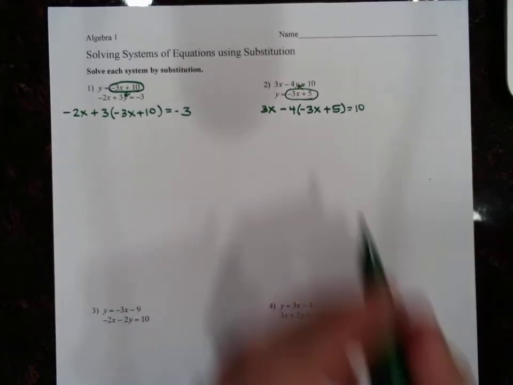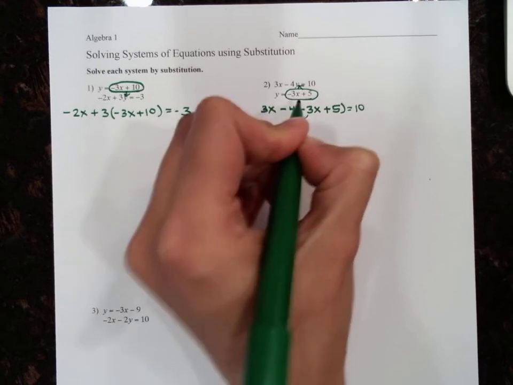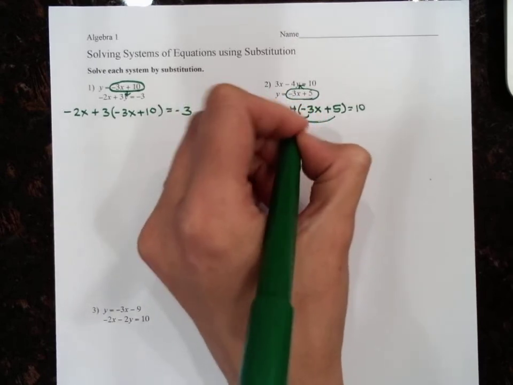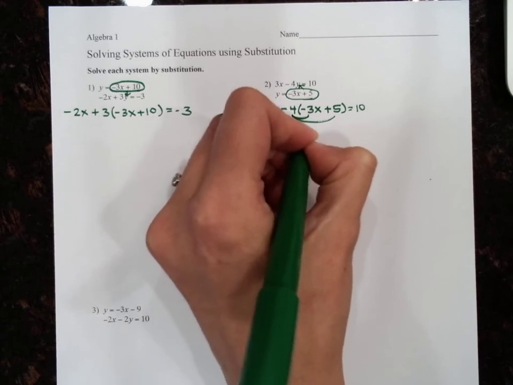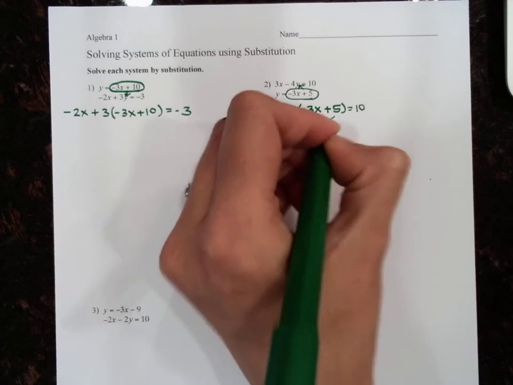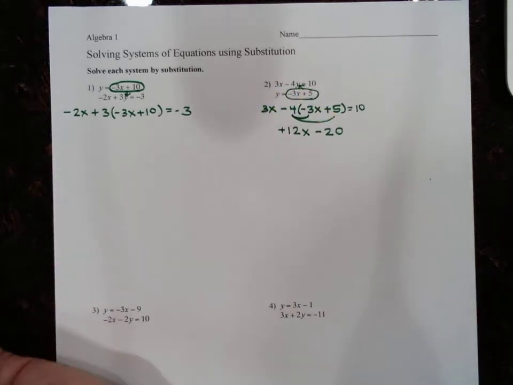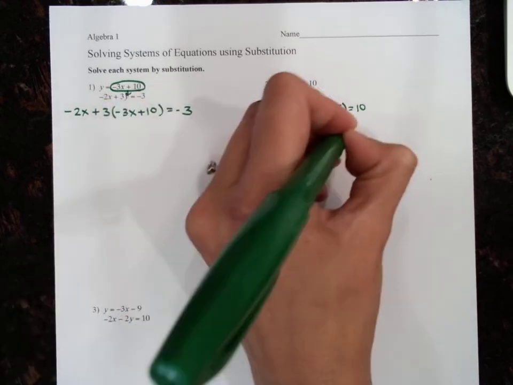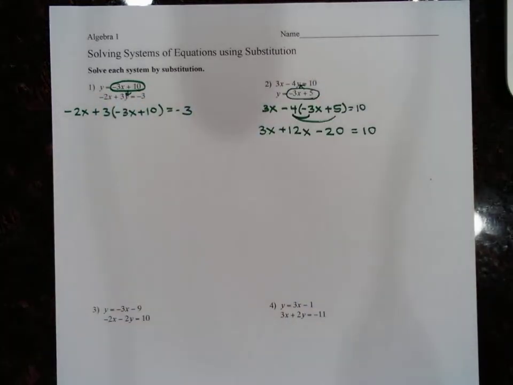Then we need to solve for x. So first we need to distribute. So negative 4 times negative 3x is positive 12x. And negative 4 times positive 5 is negative 20. Then we bring everything else down. So we bring down the 3x, and it equals 10.